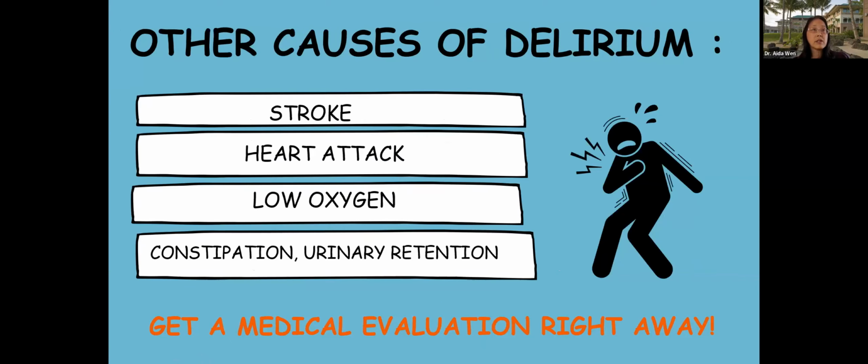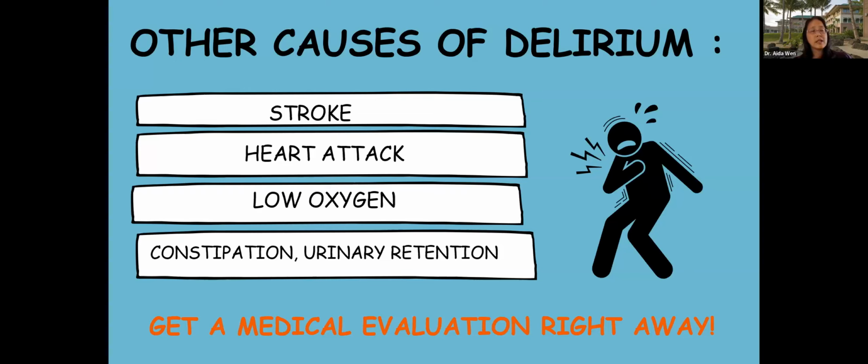Other causes of delirium are things like stroke or heart attack or low oxygen. And if a person has dementia and they're having low oxygen, they're not going to be able to tell you about that, right? Or heart attack or something like that. They may or may not be able to describe to you that their heart is feeling kind of funny, or they're having a little bit of trouble.